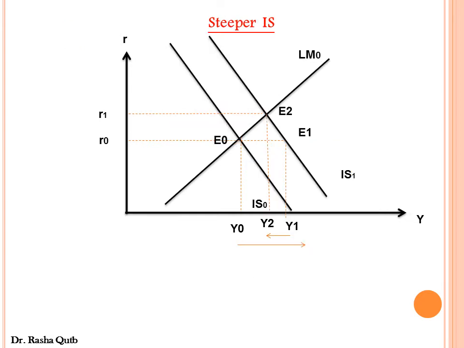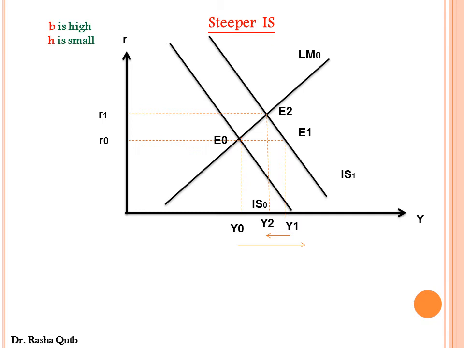Let's consider the second case when the IS curve is relatively steeper than before. This is due to the high value of marginal propensity to consume, or when investment is less sensitive to interest rate. In this case, when we calculate the crowding out effect term, which is HK over M, we find that it has a smaller value than before, and when we calculate the government expenditure multiplier in the IS-LM model, we will find the value is higher than before.